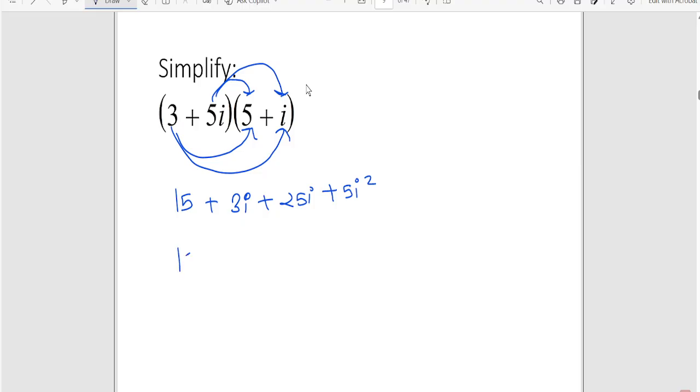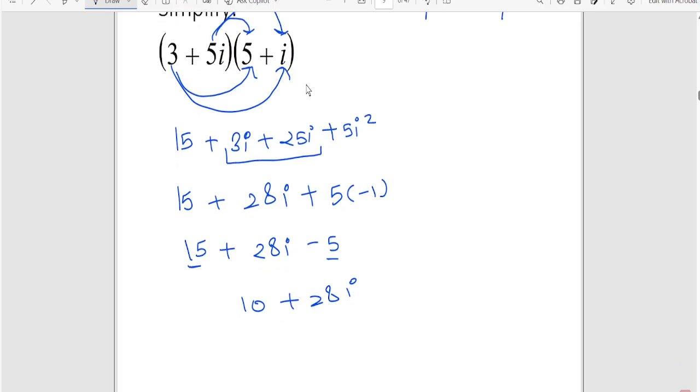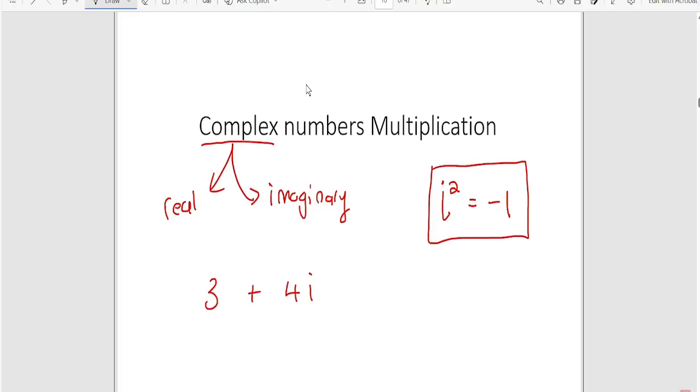Now, as you can see, these two are like terms. Like terms means same terms. They have the same variable. We can say they both have i, so we can add them, right? So 25i plus 3i is 28i. And as I told you, i² = -1. So in place of i², I can plug in -1. So this will become 15 + 28i - 5, right? So 15 minus 5 is 10 + 28i. So that's my answer, 10 + 28i. Okay, that's how we solve it.